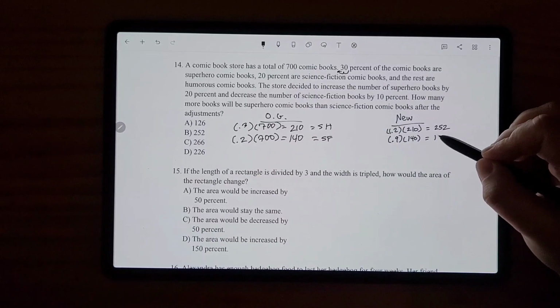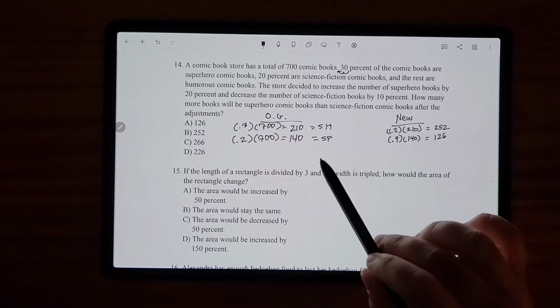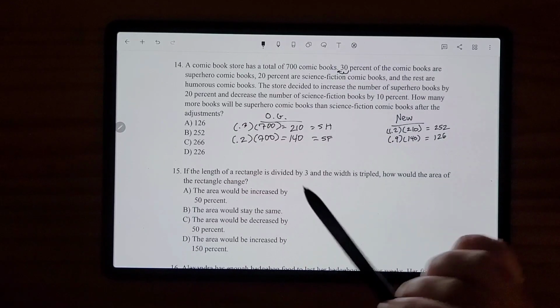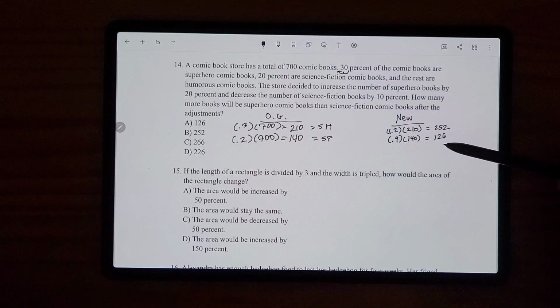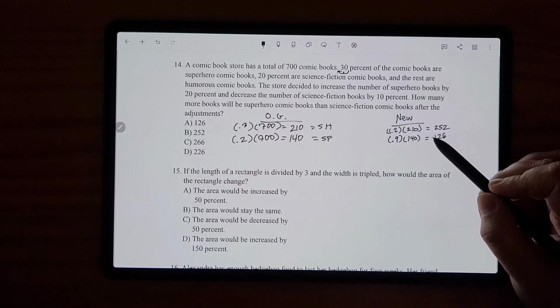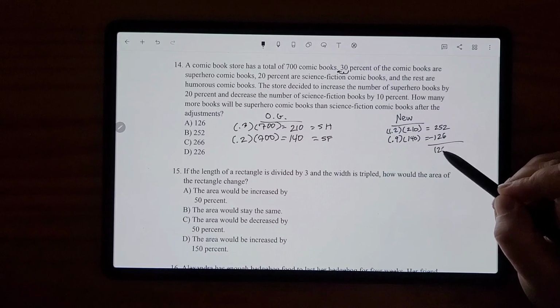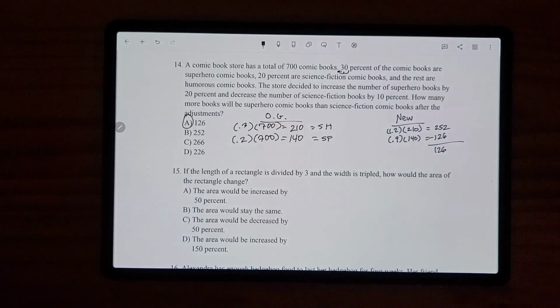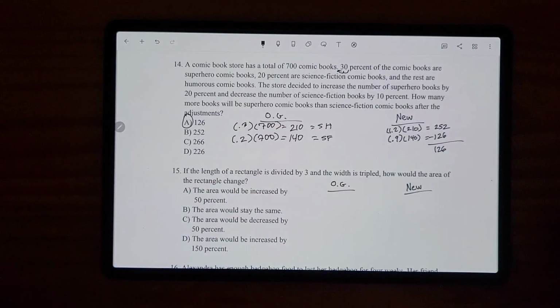And that gives us 126 science fiction comic books. We want to know how many more superhero comic books there are than science fiction. So how many more means we're subtracting these. And when we do that, we get 126, A. Okay, so now let's go to number 15.